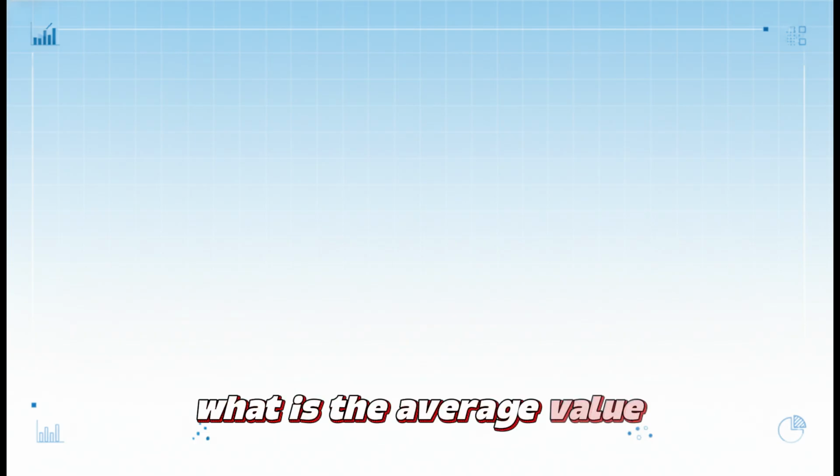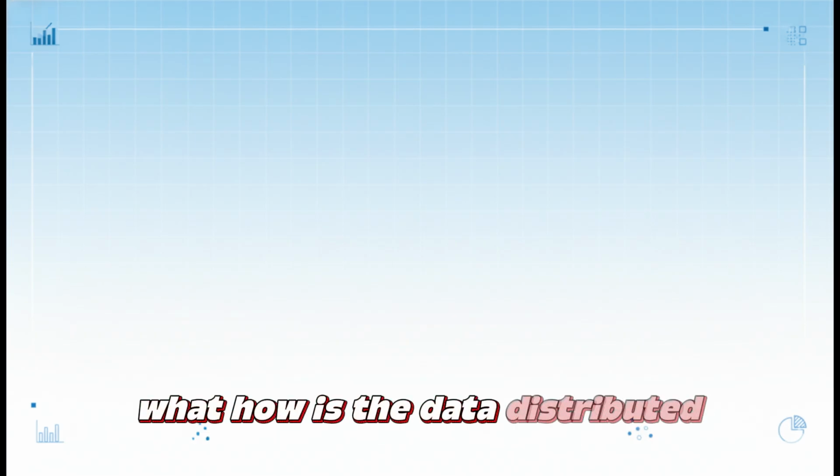Another common way to present descriptive data is through visualizations, such as bar charts, histograms, pie charts, line graphs. These visual tools help people easily understand patterns and distributions in data. In summary, descriptive data answers questions like, what is happening in the data? What is the average value? How is the data distributed?